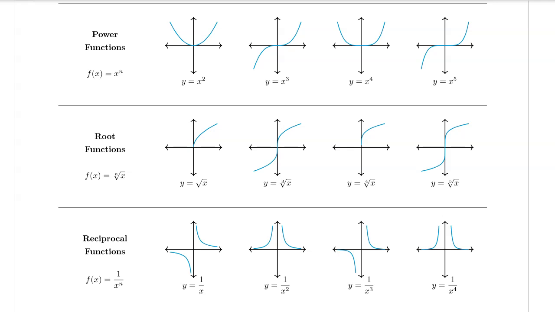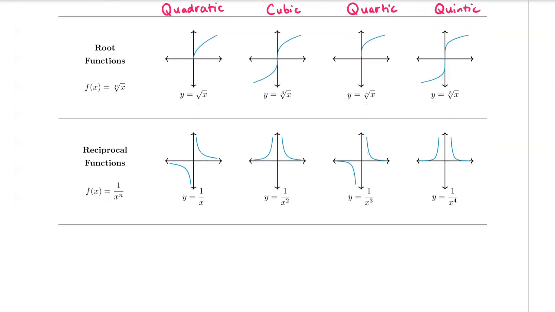Next, we have power functions, which are of the form f of x equals x to the nth power, where n is some natural number. So here we have y equals x squared, y equals x cubed, y equals x to the fourth, and y equals x to the fifth. In the first case, this is an example of a quadratic. This is called a cubic. This is called a quartic function, and this is called a quintic function. So power functions, again, are of the form f of x equals x to the nth power, where n is some natural number.